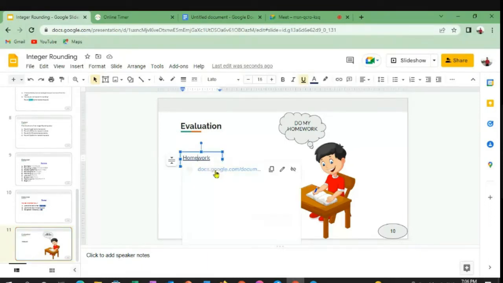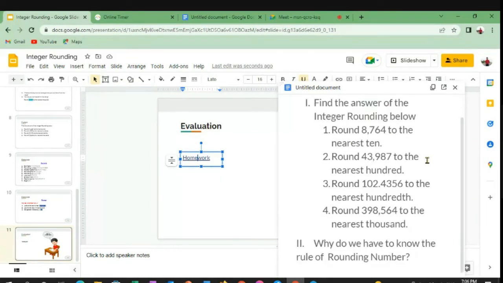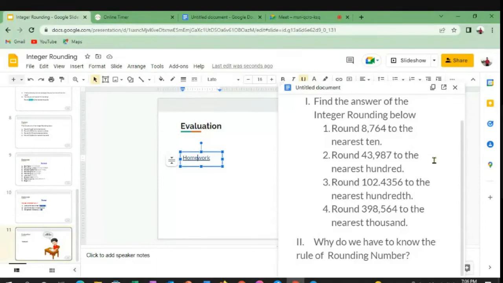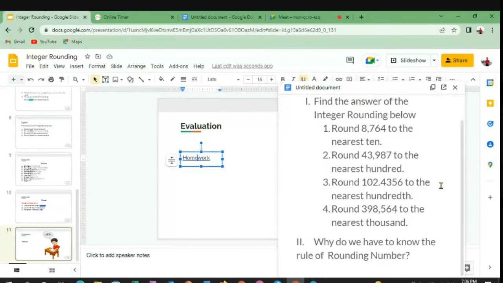Yeah, teacher. So our homework is here. First, find the answer of the integer rounding below. Any question for the homework, teacher? I think you shouldn't explain it, because you give the teachers the task to find the answer. So this is our homework. Do you have any questions?